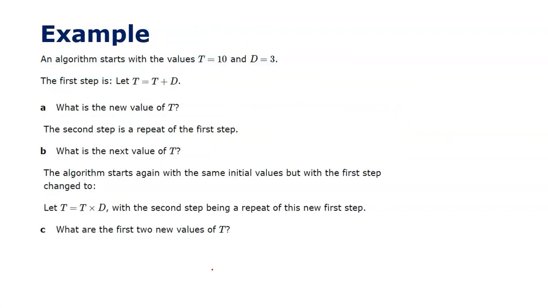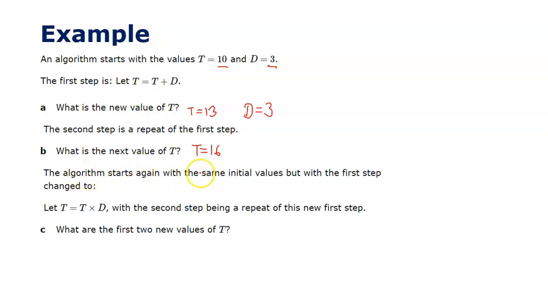So here's an example of an algorithm, getting close to finishing here. An algorithm starts with the values t equals 10 and d equals 3. First step is t equals t plus d. So what's the new value of t? It's 10 plus 3 presumably, so t equals 13. The second step is to repeat the first step: t equals t plus d. Well, t's changed, but d hasn't. d is still 3. So my new one is t equals t plus d again, so t equals 16 now.